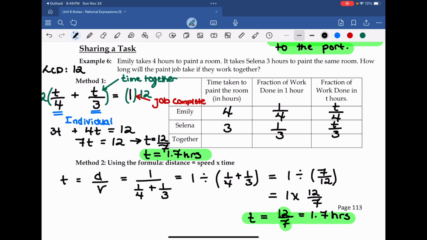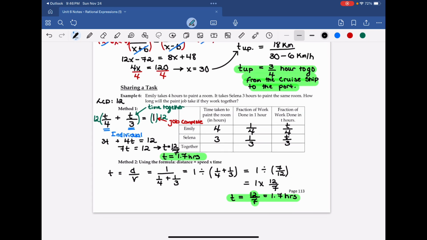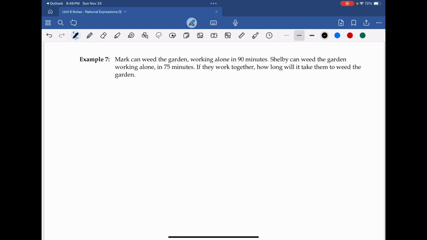So in example 7, I want you to hold on to this idea that sharing tasks are always a ratio of things happening individually to something that is happening collectively. And the way we did this one can be one way. The way we do our example 7 is just going to represent it in a slightly different way, but I'm going to try and create that parallel for you here. So let's move into example 7 so I can show you what I mean.